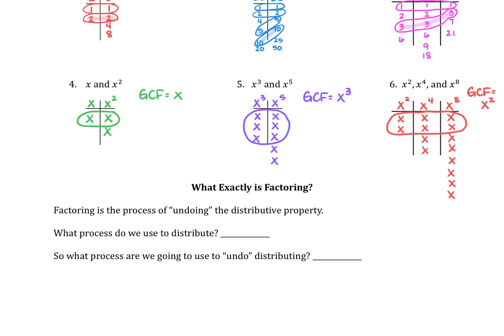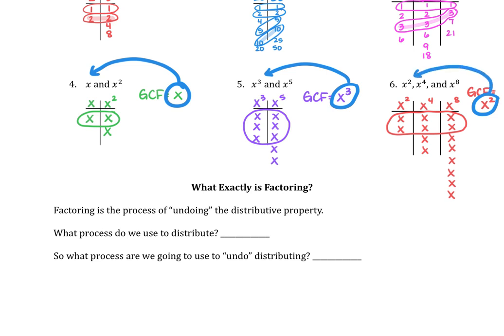Now, if you look at those 3 examples, you'll notice that my GCF is the same thing as the smaller exponent. So x and x squared gives x, x cubed and x to the fifth gives x cubed, x squared, x to the fourth, and x to the eighth gives x squared. It's always the term with the smallest exponent.